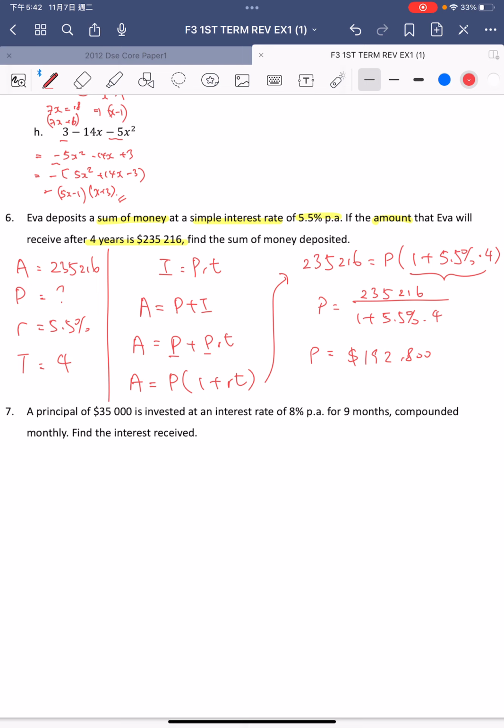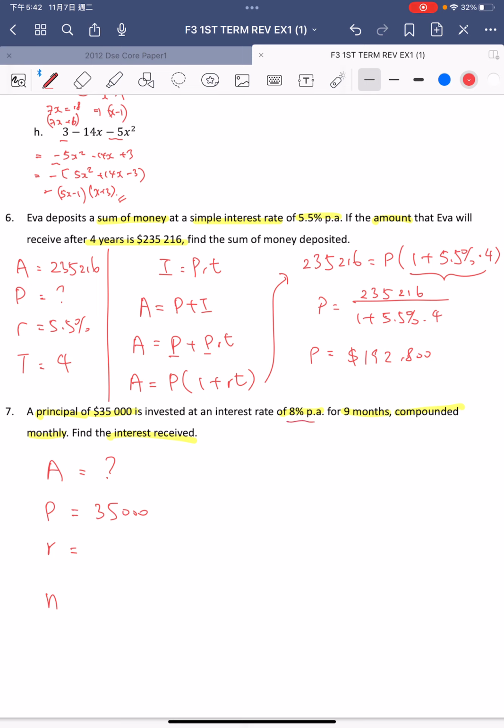So now we try to do question 7. The principal 35,000 is invested at an interest rate of 8% per annum for 9 months, and it's compounded monthly. So we need to find out the interest received. So first of all, what we want is the A, P, R, N. So A is the amount. Do we know the amount? No, we didn't. Do we know the principal? The principal is 35,000. What is the interest rate per period? Our period this time is compounded monthly, so we need to calculate the interest rate per month.